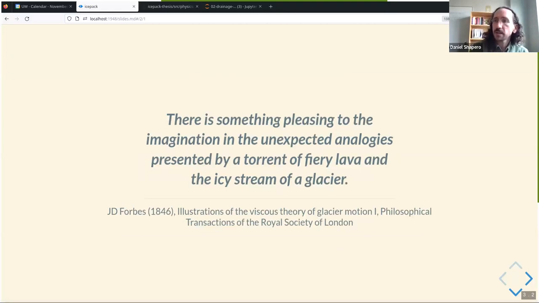And he came to this conclusion from some observations that he was making in the Swiss Alps. And one of the things that he realized and wrote down in his notebooks is that if that's true, then you're using the same mathematics to describe the flow of glaciers as to describe the flow of lava. So totally different kinds of things, but it's all really the same math underlying. And he says there's something pleasing to the imagination in the unexpected analogies presented by a torrent of fiery lava in the icy stream of a glacier. And I love that quote, so I always throw that in wherever I can.